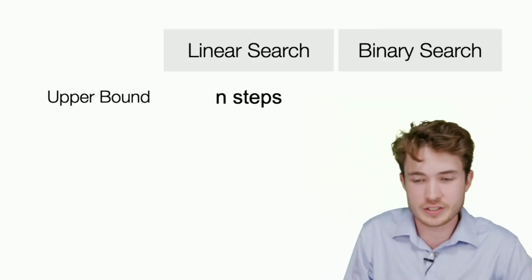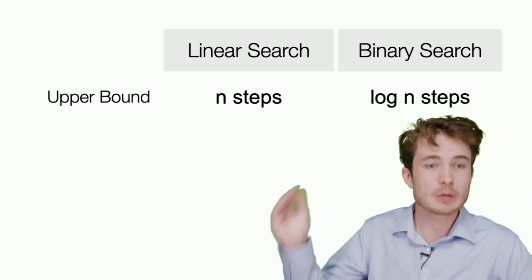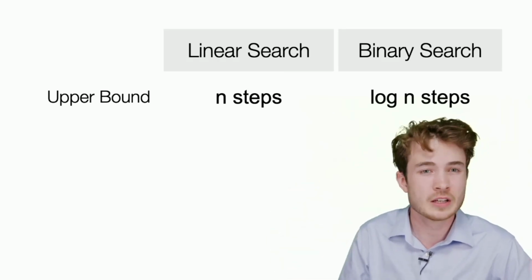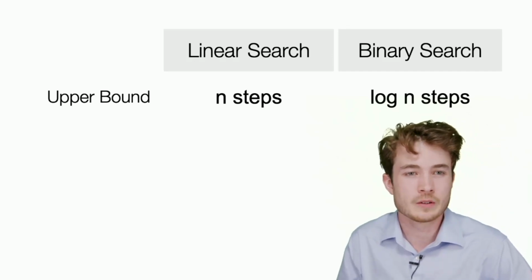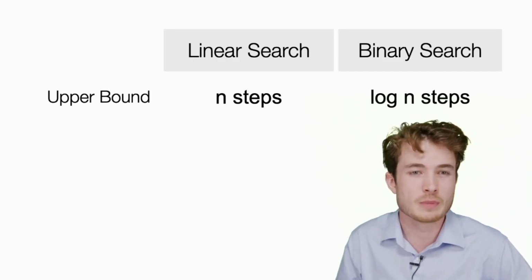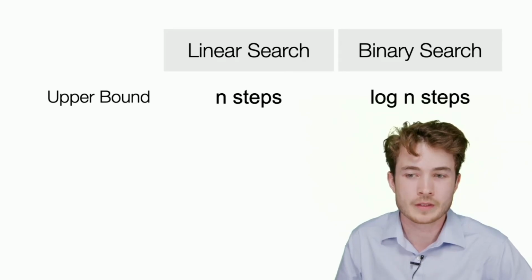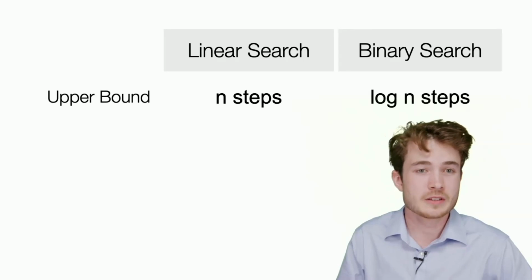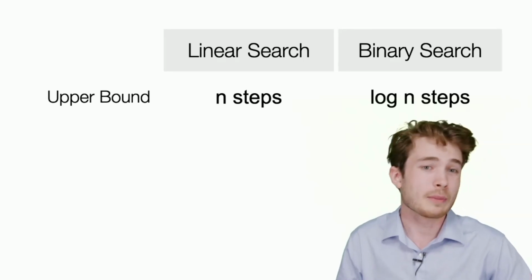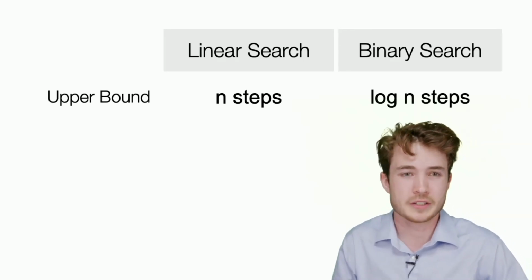So for binary search, in the very worst case, the upper bound of the algorithm is log of n steps. And now the question becomes, which one would you rather do? Would you rather do linear search, or would you rather do binary search? And so I'm seeing binary, right? Because we know that for these really worst case inputs, binary search might in fact be better.